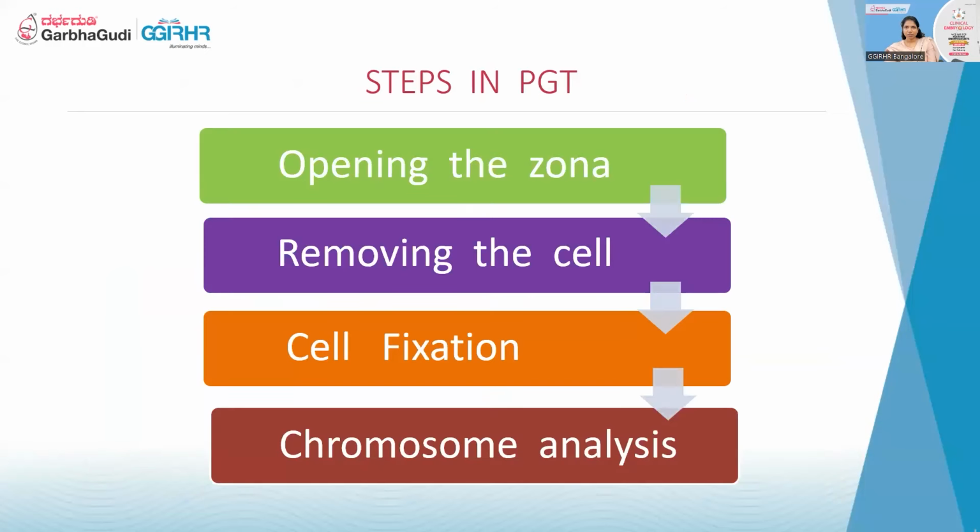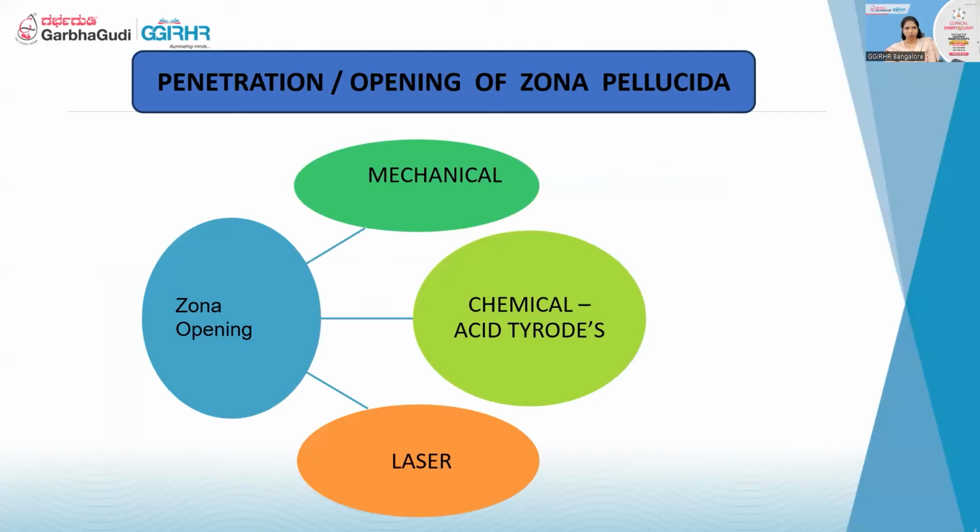Steps in PGT: first we open the zona, remove the cell, then fix the cell and send it for chromosomal analysis. The embryo will also be frozen for that cycle. Zona opening can happen mechanically, chemically, or with laser. Mechanical and chemical are not very much preferred because they have their own effects. They can have a negative effect on the embryo if not done properly, and the embryo may undergo stress and degeneration in many cases. Laser is very safe and effective, and is a recent method which is used widely for biopsy.